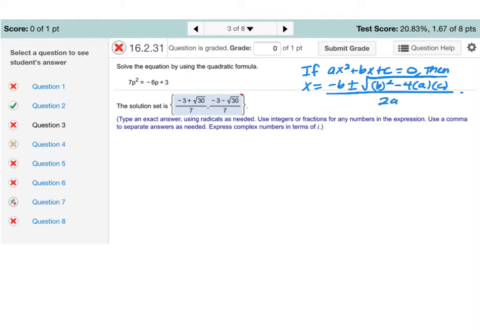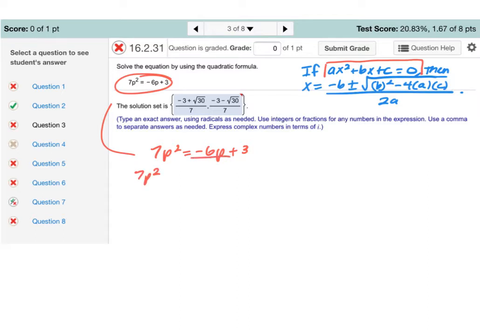Okay, so in this case here, we need the first part. We need ax squared plus bx plus c equals 0. And so what we're going to do is rewrite this. We have 7p squared equals negative 6p plus 3. And it doesn't matter which terms you move to which side, just as long as you get 0 on the opposite side. But in this case, I'll keep the 7p squared on the left side.